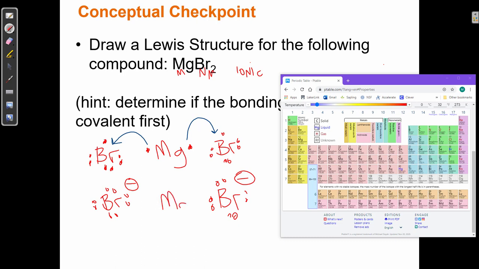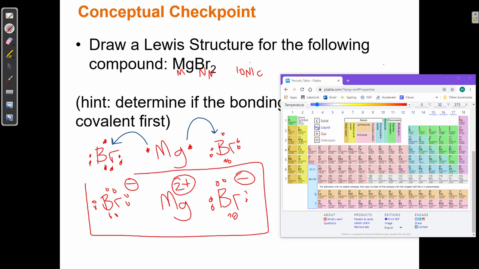And magnesium here in the middle, it lost two electrons. So what happens to it? It gets a positive charge for losing one electron. It gets two positive charges for losing two electrons. So this is a good representation of MgBr2, a Lewis structure. Just like we had drawn NaCl before, well, if I can draw the Lewis structure and know how many valence electrons each atom has, then I can figure out how they're going to stick together when they come together to make a compound, like magnesium bromide.